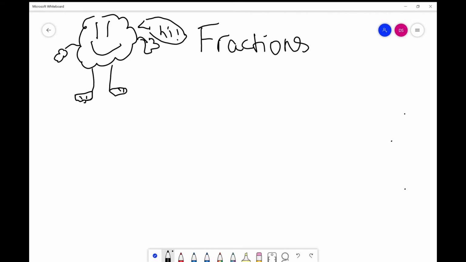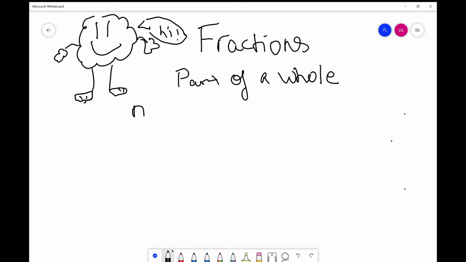The topic that we are taking up today is fractions. So, what are fractions? Fractions are parts of a whole, meaning that they are less than 1. There are some exceptions, but we can come to those later.